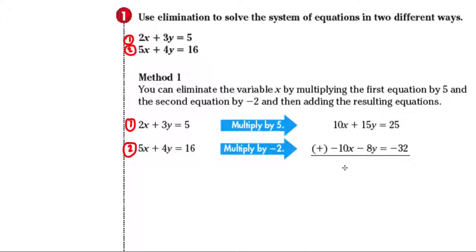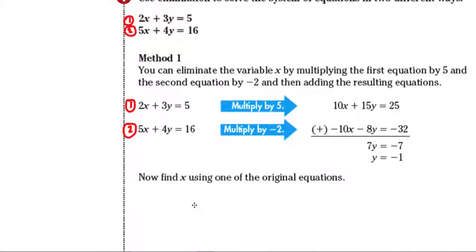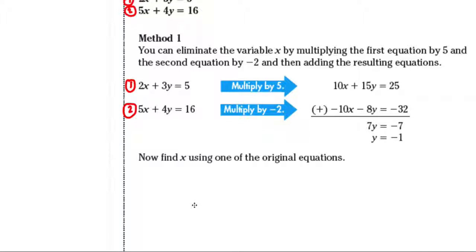Okay, now if we use the addition method, we have 7y equals negative 7, and then we simply solve for y equals negative 1. Okay, and from there we simply substitute negative 1 to find the value of x, using one of the original equations, and in this case we will use equation number 1.